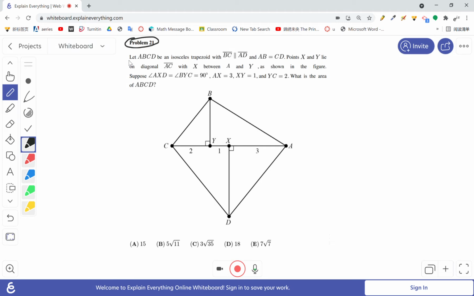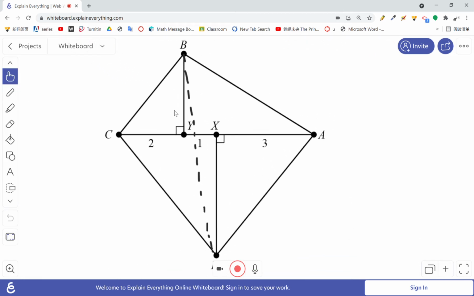So we have that ABCD is an isosceles trapezoid with BC parallel to AD. What we want to find is the area of this entire quadrilateral. Well, it seems pretty tedious, right? But actually, all you want to do is draw the diagonal of this. Sorry for the bad drawing, but that's how I draw.